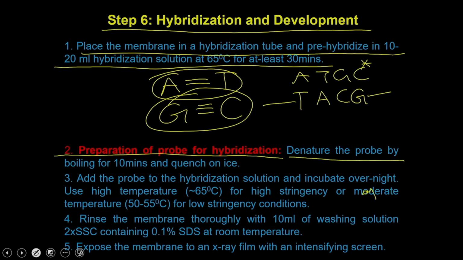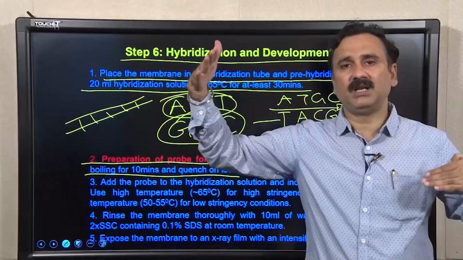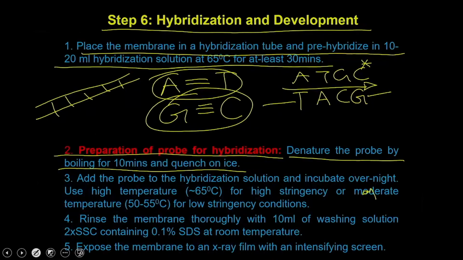So, denature the probe by boiling for 10 minutes and then quench it onto the ice. Remember that the probe is a double stranded DNA and that probe has to be denatured, because if you want the probe to interact with your gene of interest, you first denature the DNA, so that you have single stranded DNA, and that single stranded DNA is only going to hybridize with the template.